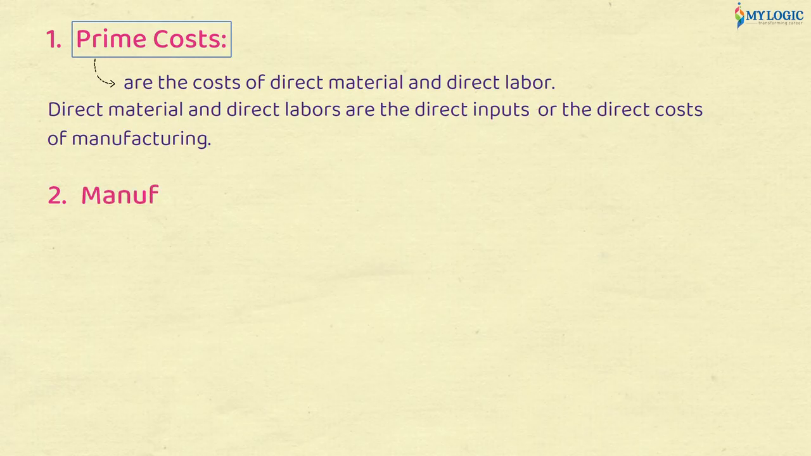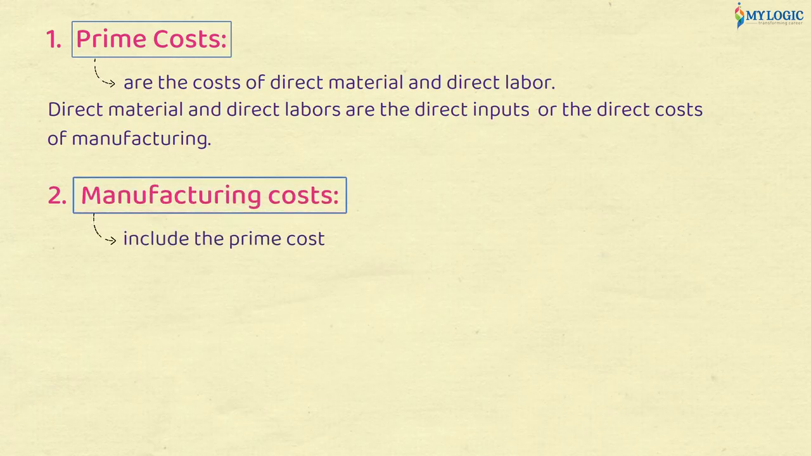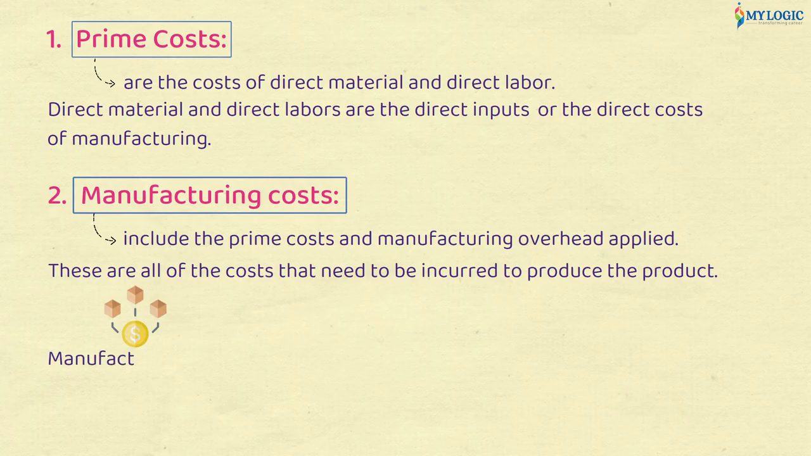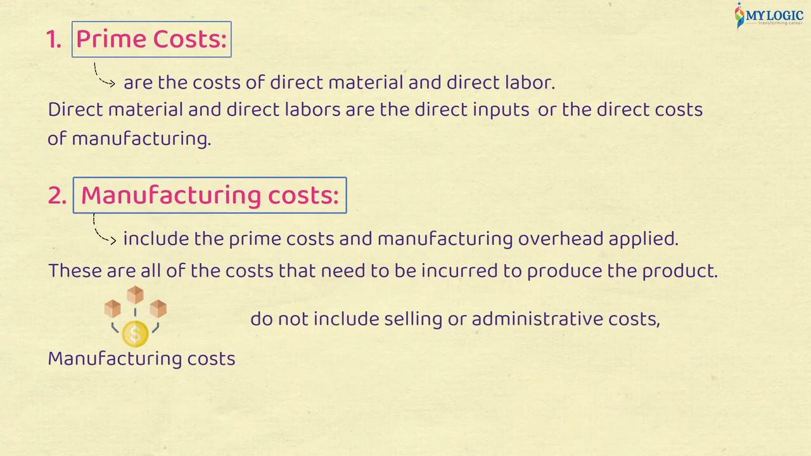Number 2. Manufacturing costs. Manufacturing costs include the prime costs and manufacturing overhead applied. These are all of the costs that need to be incurred to produce the product. Manufacturing costs do not include selling or administrative costs, which are period costs.